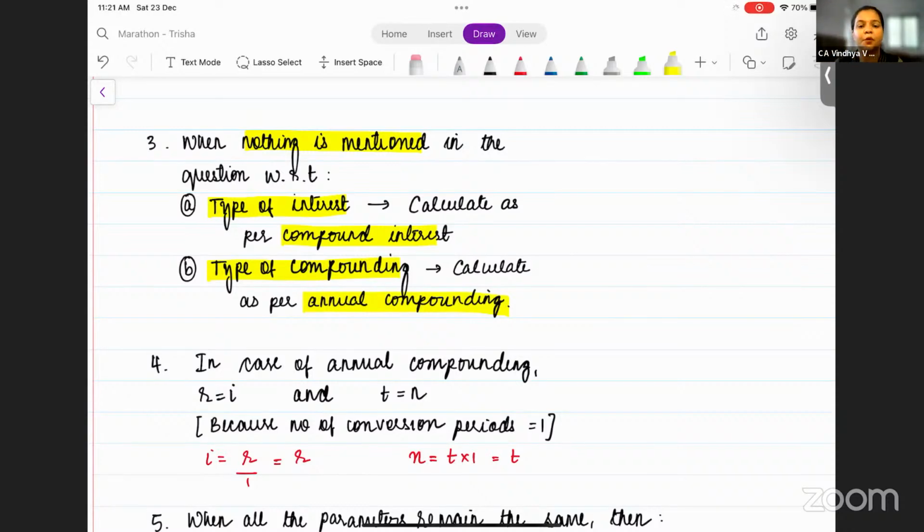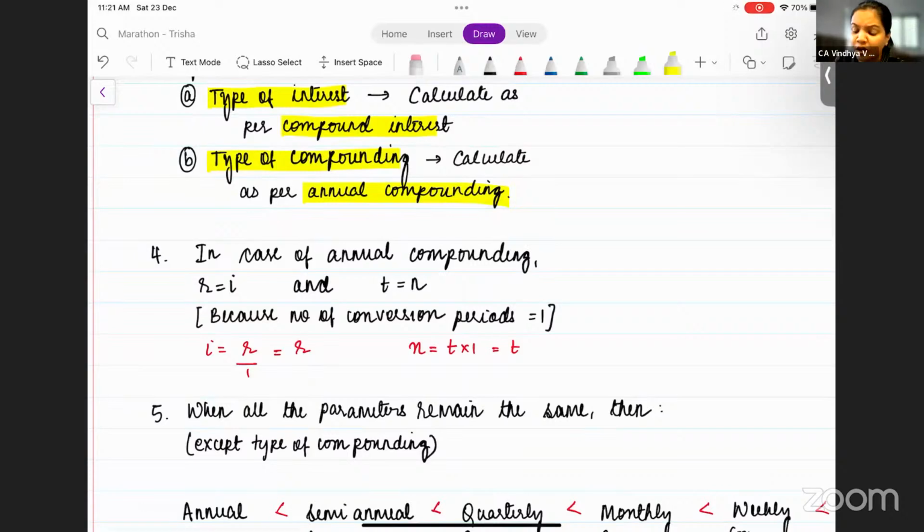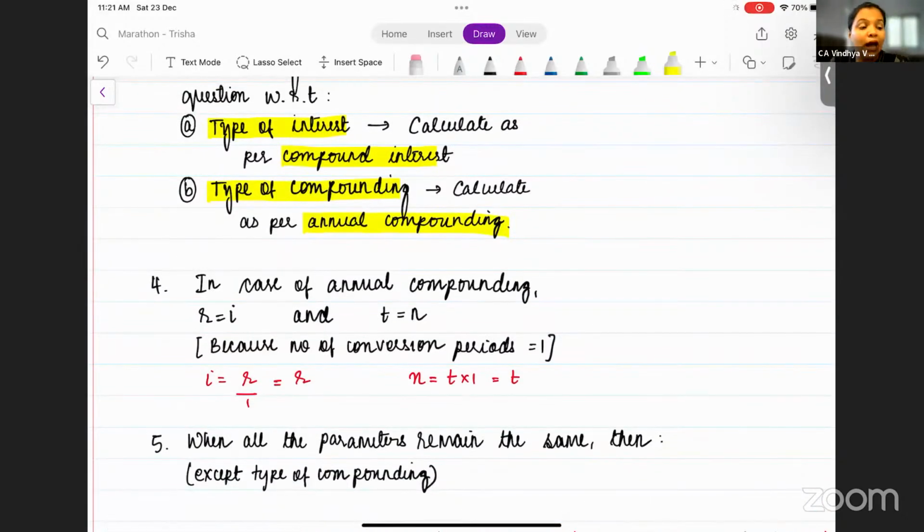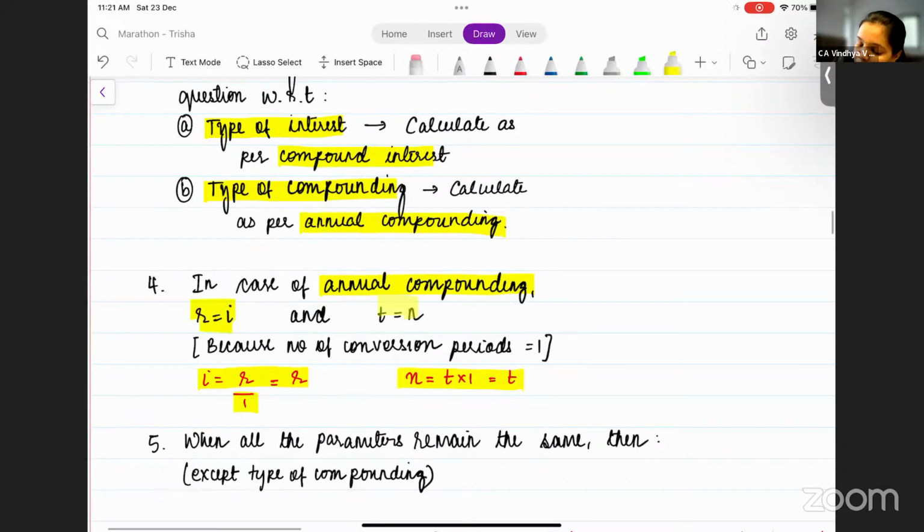Now, very important. Next one is what happens when it is annual compounding. When it is annual compounding, can I say the number of conversion periods is 1? If the number of conversion periods is 1, then I will be R by 1, which is R, and N will be T into 1, which is T. So when it is a case of annual compounding, you can always consider I equal to R and N equal to T, and this saves a little time for you in the exam.